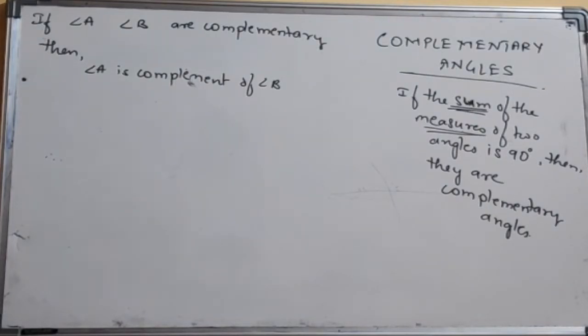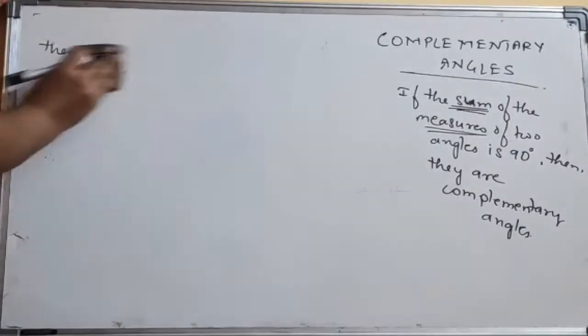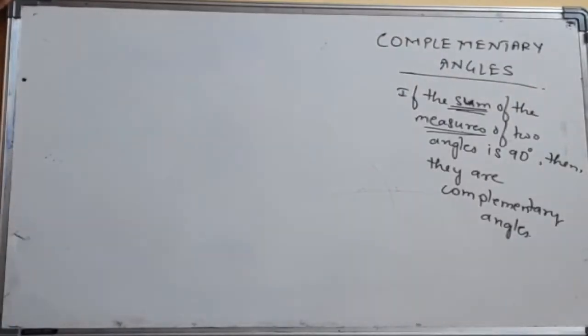So when they are saying you have to find the complement of the angle, then you have to understand that the angles which we are considering are complementary angles. And what are complementary angles? Complementary angles are, if the sum of the measures of two angles is 90 degrees, then they are called complementary angles. So here they are saying find the measure of the complement of an angle of 70 degrees.